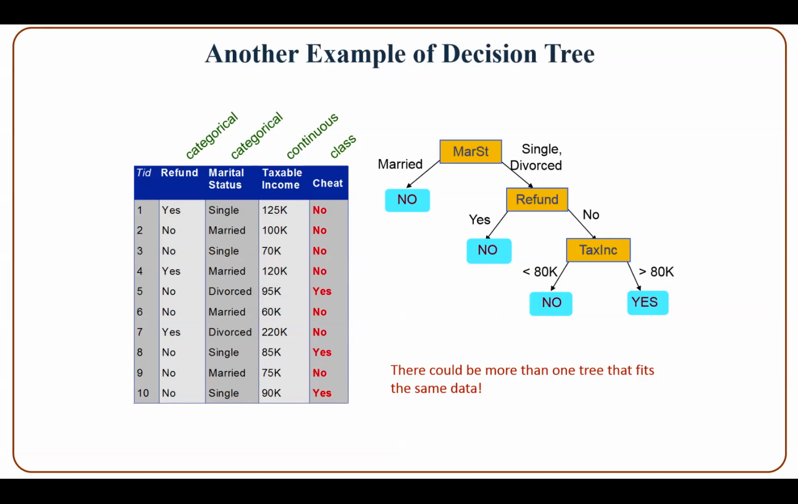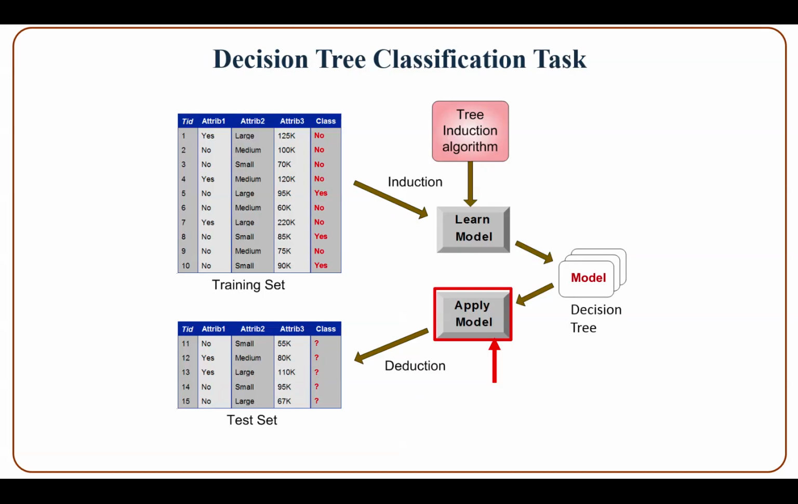This is another example of a decision tree with the same training dataset. Now we can see marital status is considered first, and then refund, and then taxable income. So there could be more than one tree that fits the same data. In a classification task, the training dataset is used with the algorithm to train a model, and then the model can be used to classify test records.